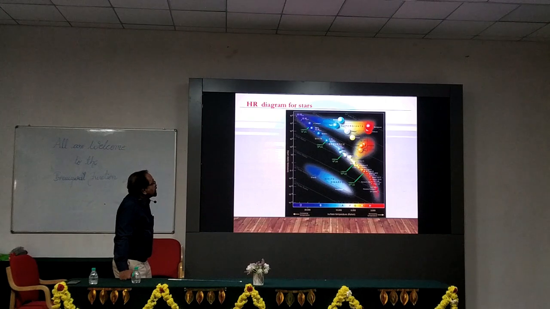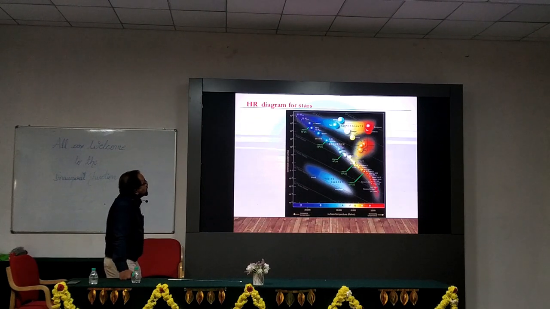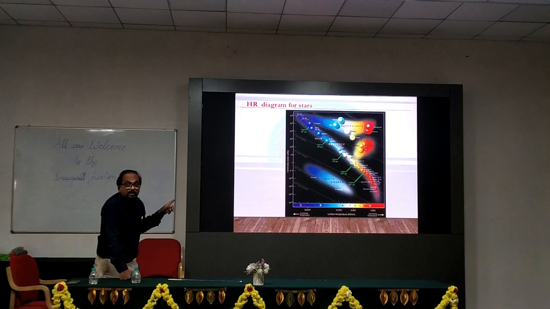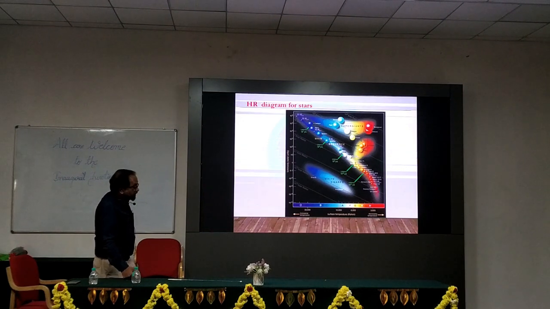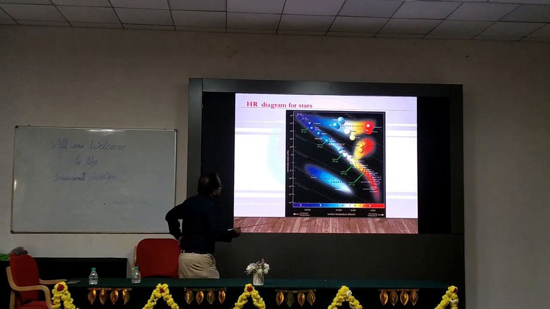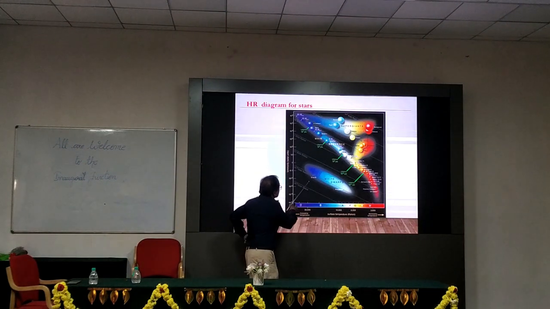So therefore, you don't have very low mass stars like that. Where do white dwarfs fit in this particular diagram? That is the question. And they fit in at the low left-hand corner, as you can see. This only gives two.